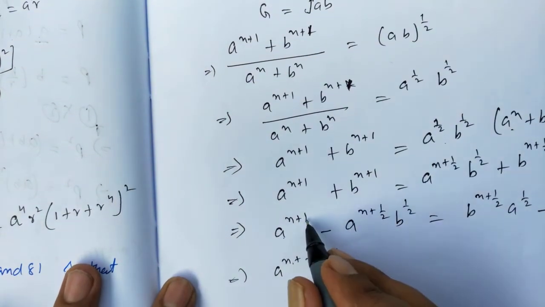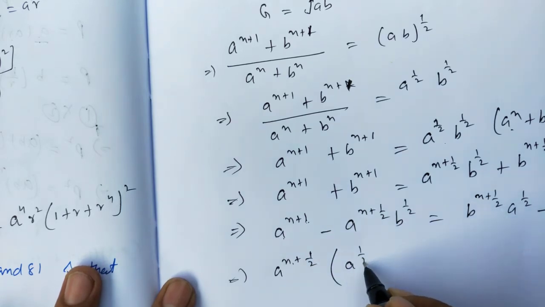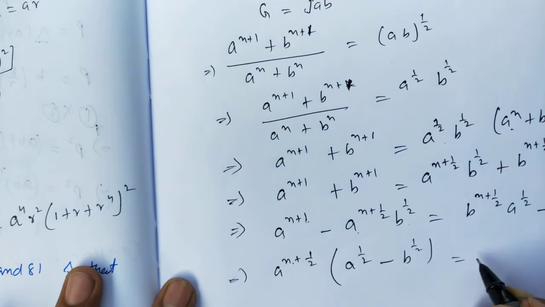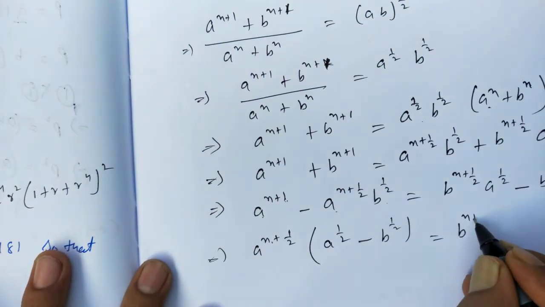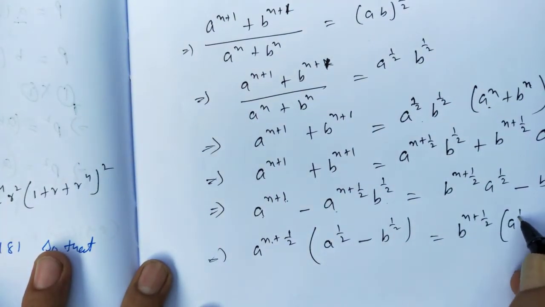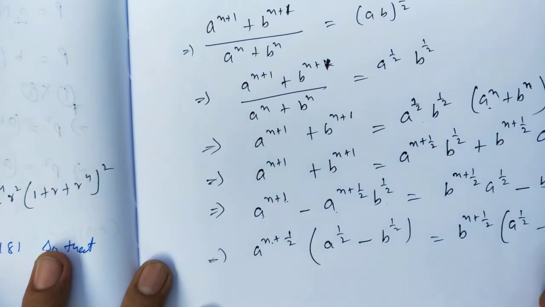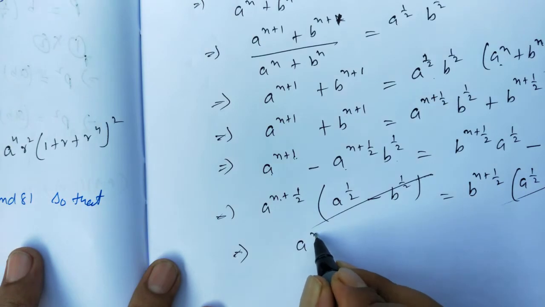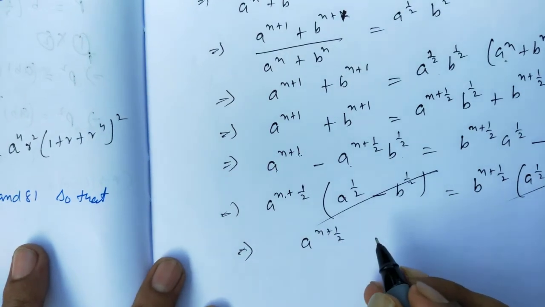When you take half common, you'll get a power n is gone. Out of 1/2 is gone, so only a power half is left. Minus here, this is gone, only this is left. Here also b power n plus 1 by 2 is common. Here a power half minus b power half is left. Both sides we can cancel this.